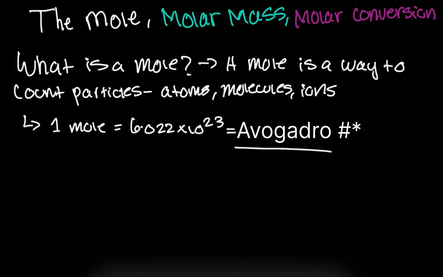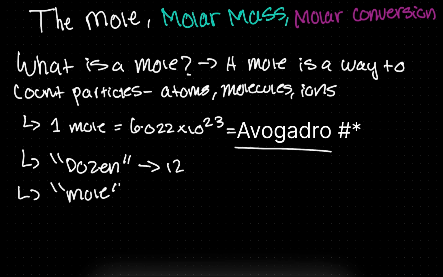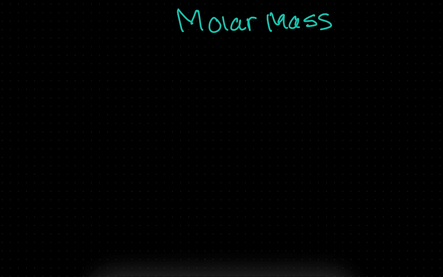So this is a really important number to remember because this is what the whole unit is based around, right? Just the way I like to think of a mole is a dozen. So we know 1 dozen is always equal to 12, right? Well, same as a mole. 1 mole is equal to 6.022 times 10 to the 23rd. So that's the basic. What is a mole? Pretty simple, right? So let's move on to molar mass.